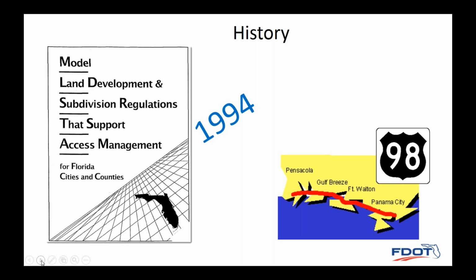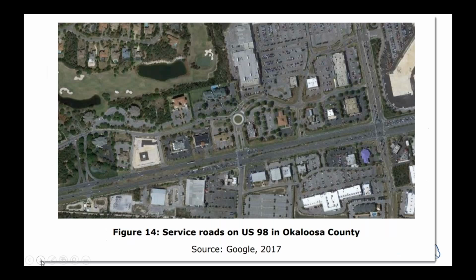People really responded. We found a lot of support and interest among the local government officials that attended these workshops, and even some elected officials chose to attend. And it wasn't long after that that we started to see adoption and implementation of these regs. And so I think the big success story up there was US 98 in Okaloosa County, and you can see the service road that was implemented with the roundabout there that runs parallel along the corridor.